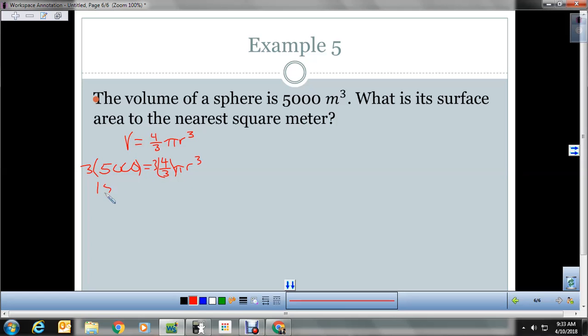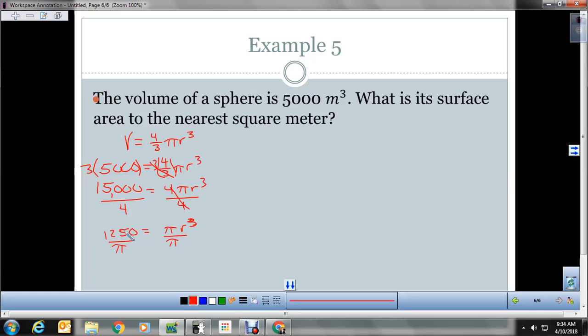That gives us 15,000 equal to, now it's just 4 pi r cubed because the 3's canceled. Next, we're going to get rid of the 4. So we're going to divide both sides by 4. And 15,000 divided by 4 is going to be 1,250 equal to pi times the radius cubed. So next we have to get rid of pi. So we're going to divide both sides by pi.